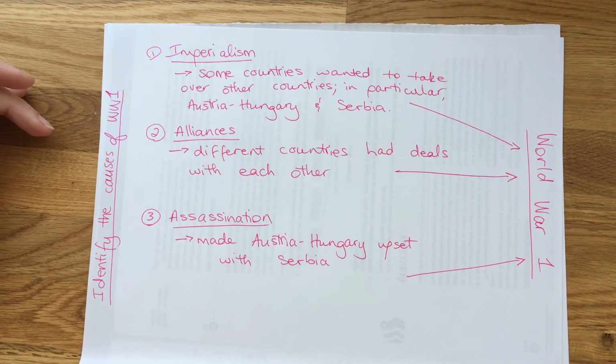Identify is a very straightforward verb that doesn't require a whole lot of detail. In the next video, we'll look at what it requires when a question asks you to explain something.